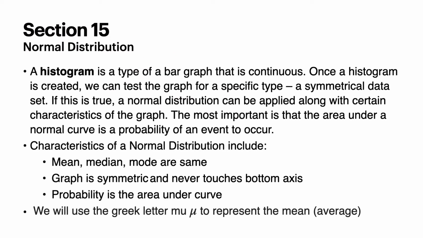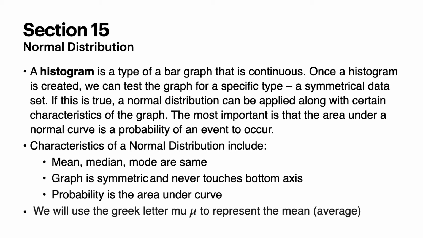Section 15, we're going to start talking about normal distribution. Well, let's first talk about histogram. A histogram is a type of bar graph that is continuous. Once a histogram is created, we can test the graph for a specific type, a symmetrical data set. If it is true, a normal distribution can be applied along with certain characteristics of the graph. Most important is the area under the normal curve is the probability of the event to occur.